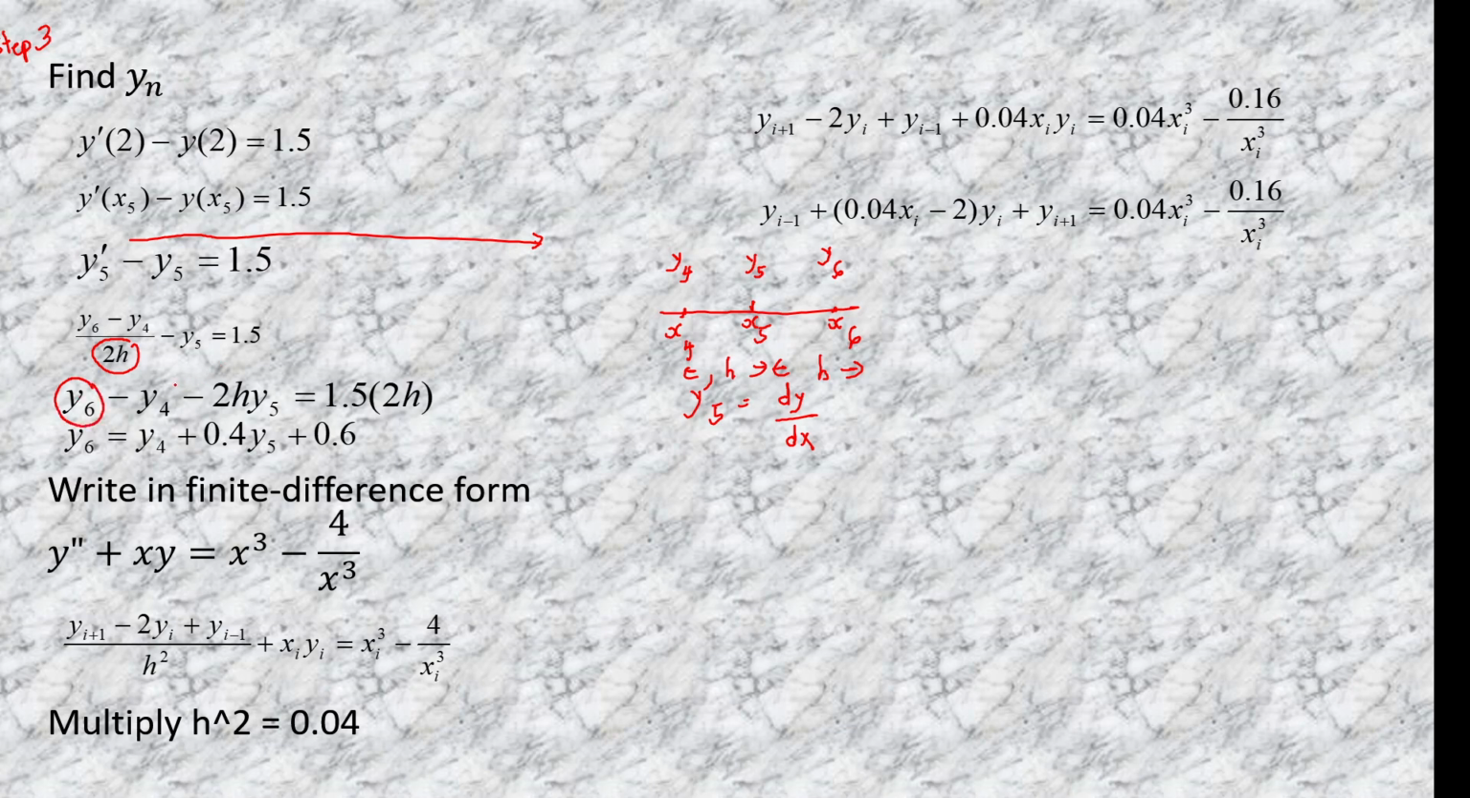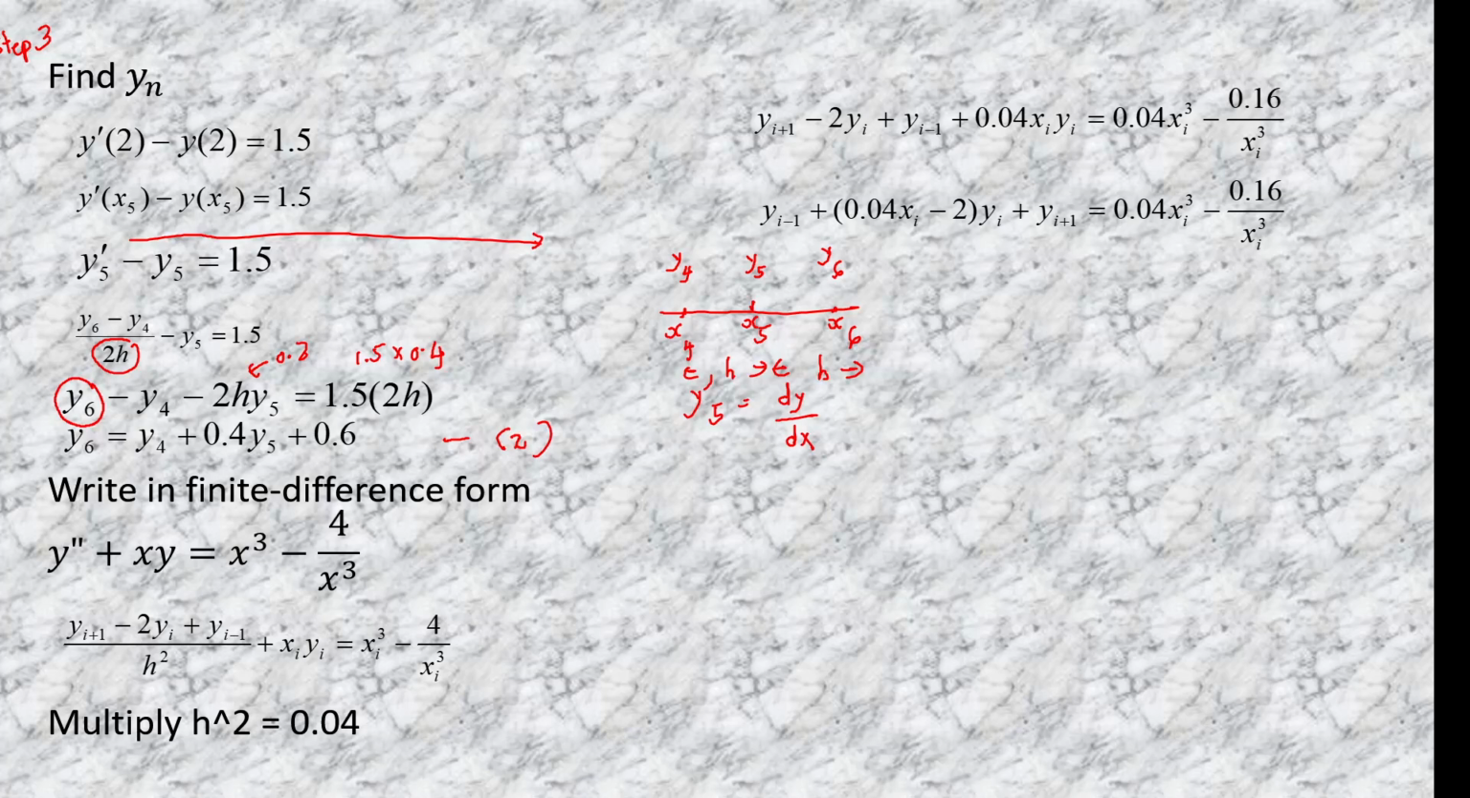So the other two terms you bring to the other side. So you have y6 equal to y number 4, where h is 0.2, so minus 2 times 0.2 brought to the other side becomes positive 0.4 y number 5. And then 1.5 times 0.4, since 2h is 0.4, you get 0.6 here. So y6 is equal to y4 plus 0.4 y5 plus 0.6. This is the second equation.